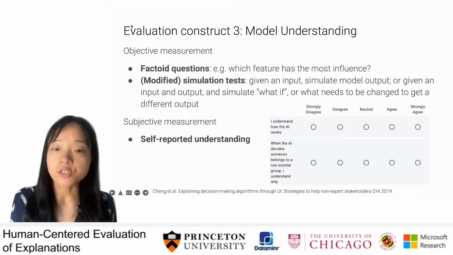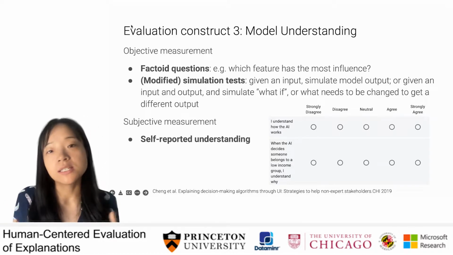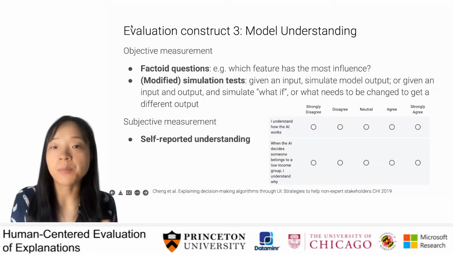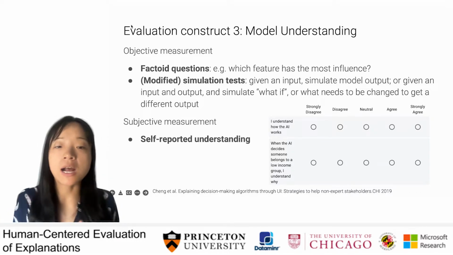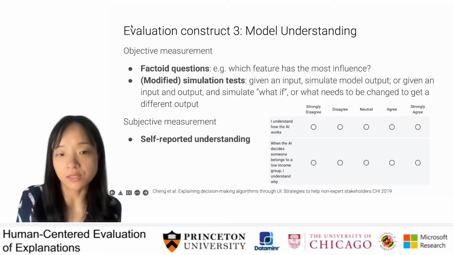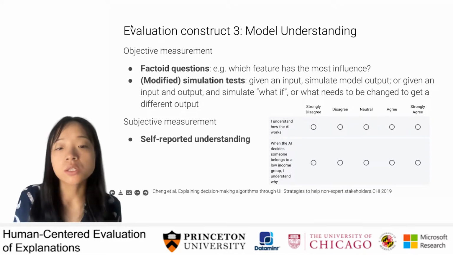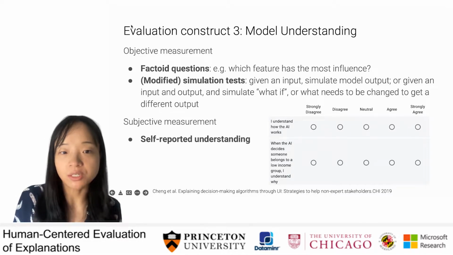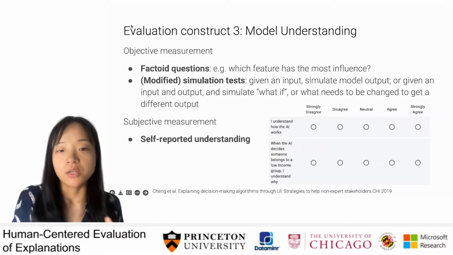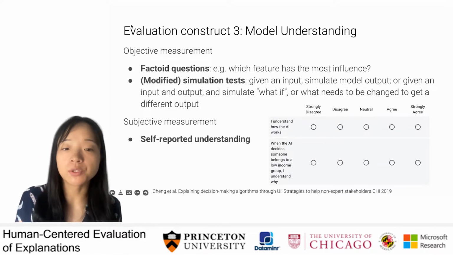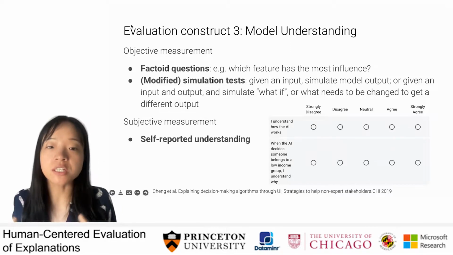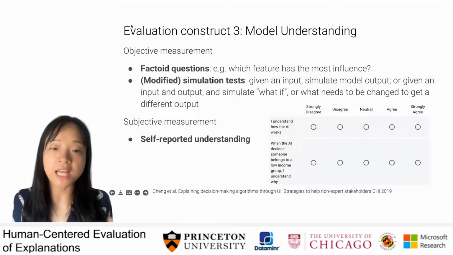For objective measurement of understanding, you can design some factoid questions about the model for people to answer after the task and score their answers. You can also adopt the simulation task I mentioned earlier as a proxy task. You can modify them to test people's model understanding after experiencing explanations in real tasks.